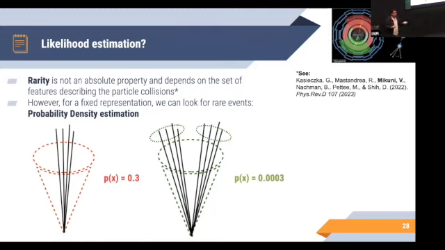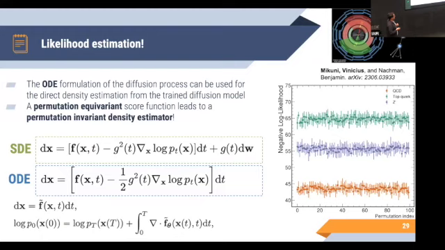Of course, using probability density estimation can be a bit tricky just because calling something rare is not an intrinsic property of your particle collisions. It depends on the set of features that you choose in order to identify what describes your observations. But at least for a fixed set of kinematic properties that you want to use, you can then identify what is rare within this scope. So the idea would be, well, let me look for things that are rare compared to the majority of the examples that I have there.